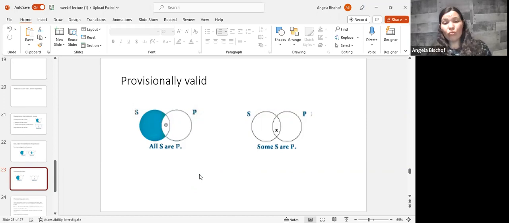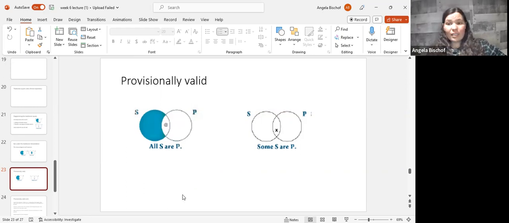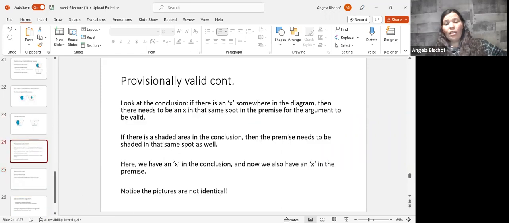So don't use that rule where if they're identical, they're valid, and if they're not identical, they're not valid, because of cases like this. Under the traditional interpretation, the diagrams are not going to match up, but we will have a case where the conclusion is contained in the premise, so provisionally valid. I said provisionally valid, it's like one step closer to valid, but not fully valid yet. How do we get to full validity? This is just outlining what I'm saying. We look at the conclusion, we see there's an X somewhere in the diagram, and then we look to see if that X is in the same spot in the premise for the argument to be valid. If there's a shaded area in the conclusion, then the premise needs to have that shaded area as well in the exact same spot. Here, we have an X in our conclusion, and we also have that X in the premise, even though the premise has additional information. And notice the pictures are not identical.